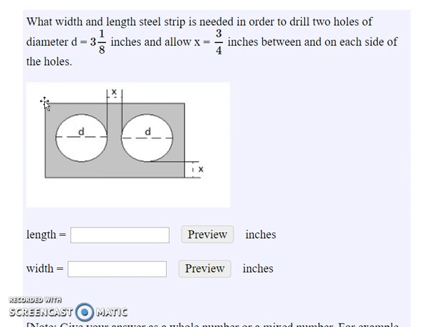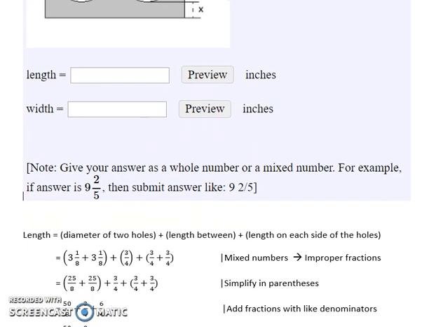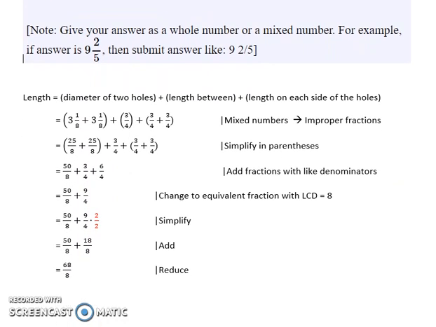So for calculating the length, we need to add 3/4 inches here, 3 1/8 inches here, 3/4 inches, 3 1/8 inches, 3/4 inches. So for the length, we have to add a whole bunch of mixed numbers and fractions. So length is the diameter of the two holes, 3 1/8 inches plus 3 1/8 inches, plus the length between the two holes, 3/4 of an inch, plus the length on each side of the holes, 3/4 of an inch plus 3/4 of an inch.